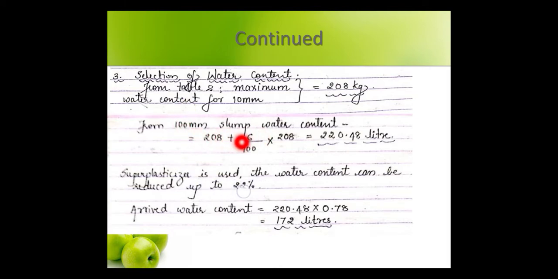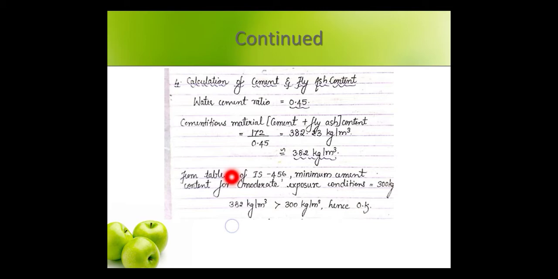So the remaining 50 should be split into 25 and 25. For every 25 mm slump you need to increase 3%. So 3 plus 3 will be 6%. So you need to increase the 208 value by 6% to get the water content. And they have already mentioned that the superplasticizer used gives a reduction of up to 22%. So out of 100, 22% should be reduced, that is water content should be reduced by 22%. So the remaining will be 78%. Whatever water content you have got, you need to multiply by 0.78.